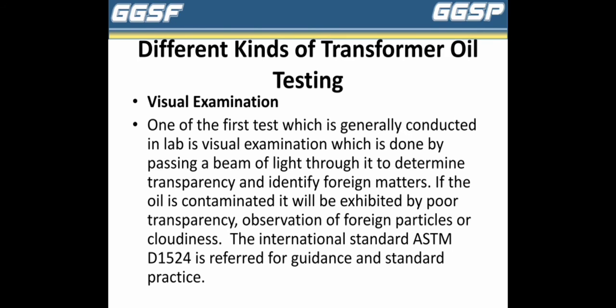Different kinds of transformer oil testing. Visual examination. One of the first tests which is generally conducted in a lab is visual examination, which is done by passing a beam of light through it to determine the transparency and identify foreign material. If the oil is contaminated, it will be exhibited by poor transparency, observation of foreign particles or cloudiness. The international standard ASTM D1524 is referred to for guidance and standard practice.